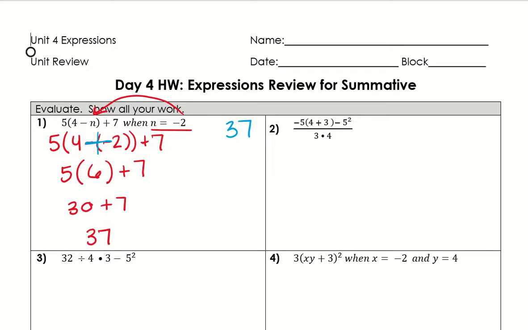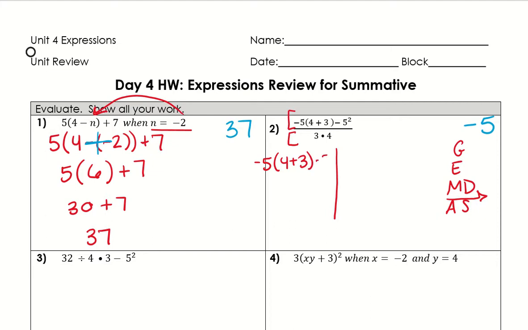For number 2, the answer is -5. And for this one, I am going to write GEMDAS down the side just to help me out because I see a lot going on. So for number 2, remember that we like to solve each piece separate. So I have the top and I have the bottom, the numerator and denominator. And so I'm going to separate my workspace here so that I can solve them separate. So I have -5 times 4 plus 3 minus 5 squared. And then on the bottom I have 3 times 4.